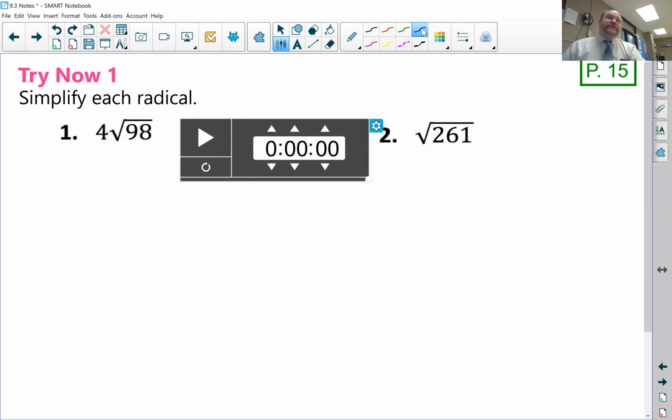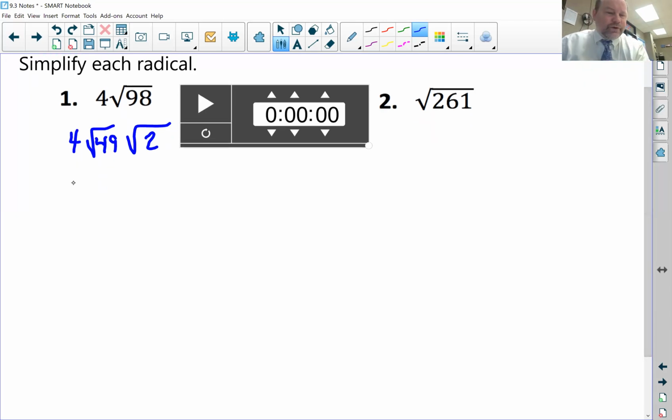So 98, largest perfect square would be 81. 98 divided by 81 doesn't work. The next largest would be 64. 98 divided by 64 doesn't work. The next largest would be 49. 98 divided by 49 is 2. That's a good number. So I have 49 and 2.